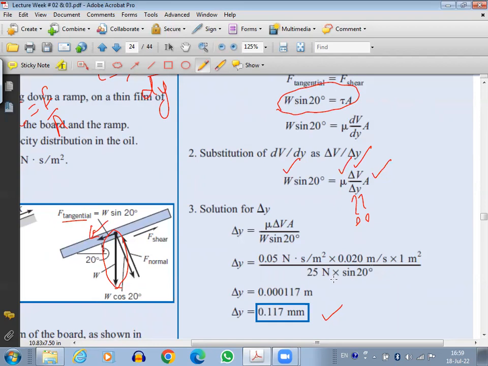So if this is the thickness of the oil, then the board is going to slide down with this speed. Definitely, if the oil thickness is going to vary, the velocity of the board sliding down will also change. Is the solution of this problem clear? Is there anything within the solution of the problem which is not clear to anybody?